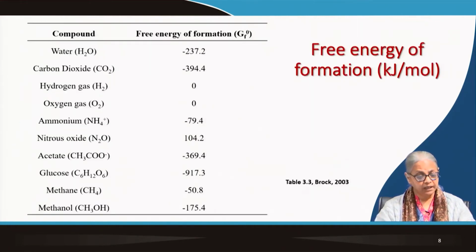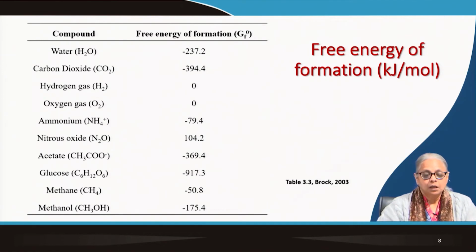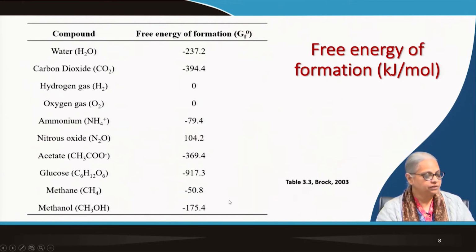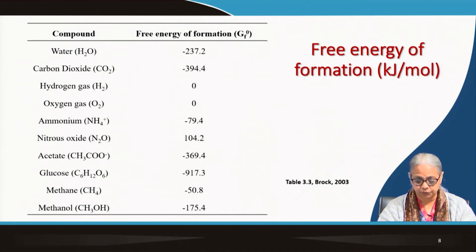So here we have some values for the various compounds that we encounter in microbiology all the time. You can see the values, they're all shown over here. We have water, carbon dioxide. You can see for the elements hydrogen gas and oxygen gas, it's 0. All the others have negative delta G values of formation. And this will be important in subsequent parts of this topic.